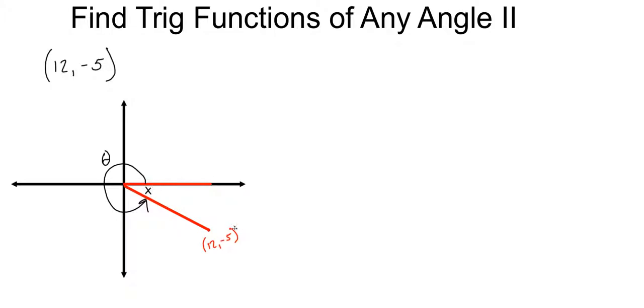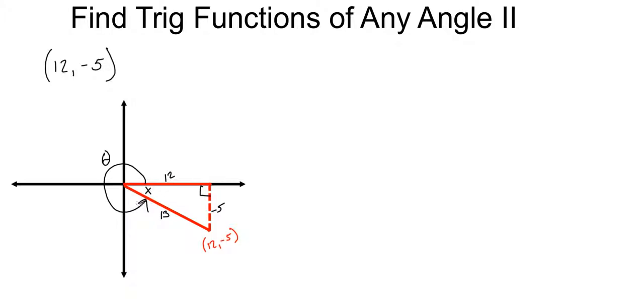So if we know that this is the point 12, negative 5, and we consider a right triangle right here with the x-axis, we notice that our reference angle x, and this angle here, as well as this angle here, they all form a right triangle. So this is going to be my x value 12, this is going to be my y value negative 5, and I can use the Pythagorean theorem to find the value of the hypotenuse. That's going to be a length of 13. Okay, it's a 5, 12, 13 triangle.